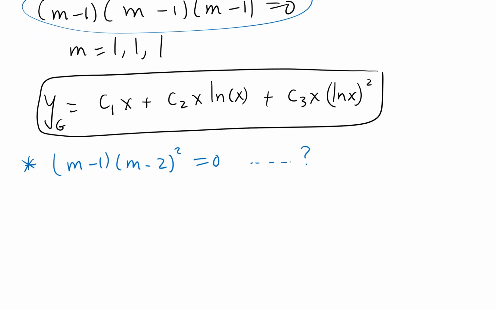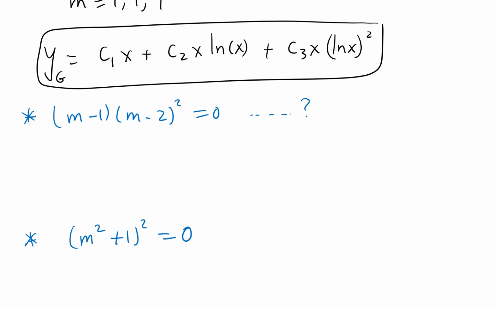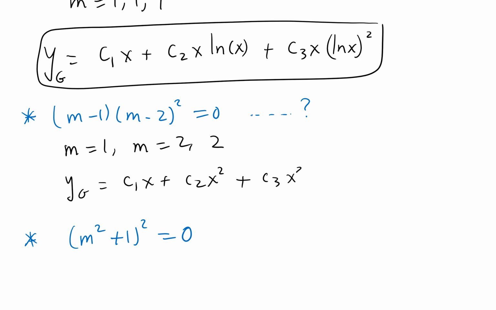So that's one thing. Another one, how about (m squared plus 1) all squared equals 0? How do you finish also something like this? For the first one, we have m equals 1, m equals 2, and 2 again. So the general solution would be c1 x plus c2 x squared plus c3 x squared natural log of x.